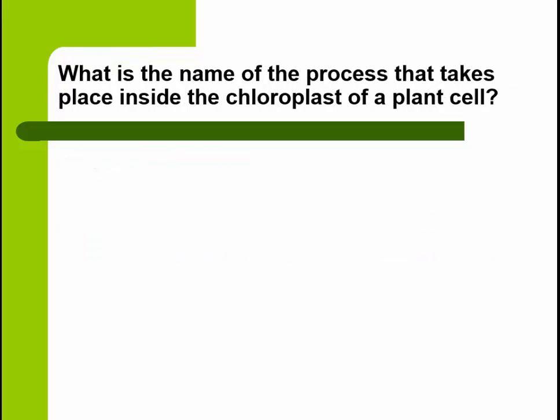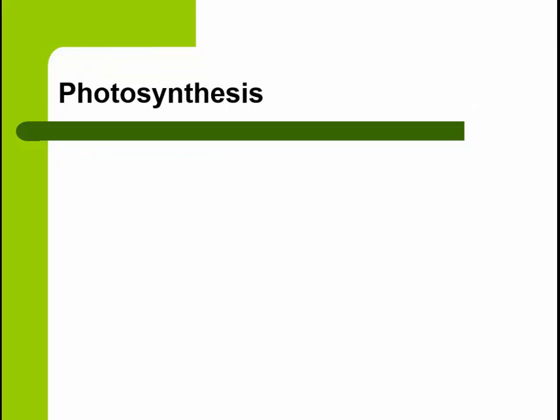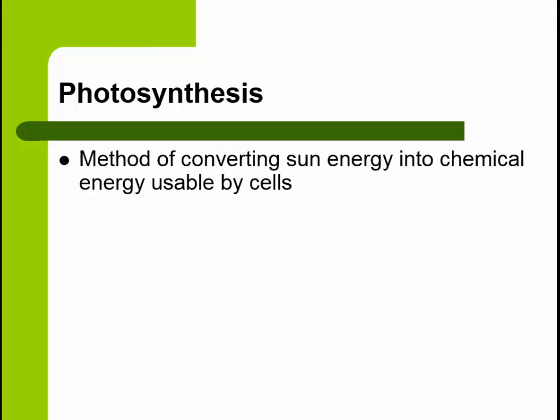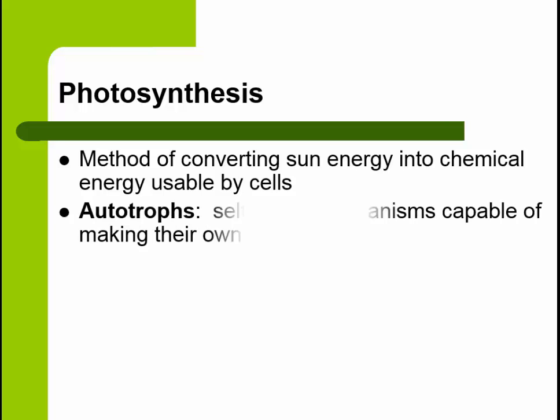So what is the name of the process that takes place inside the chloroplast of a plant cell? So remember, that is photosynthesis. So let's look into photosynthesis a little bit more here. So this is a method of converting sun energy into chemical energy, so it's usable by cells.